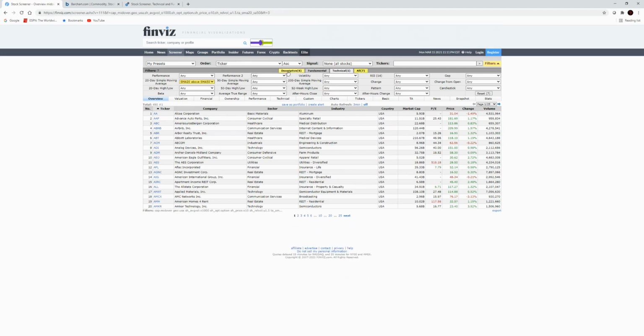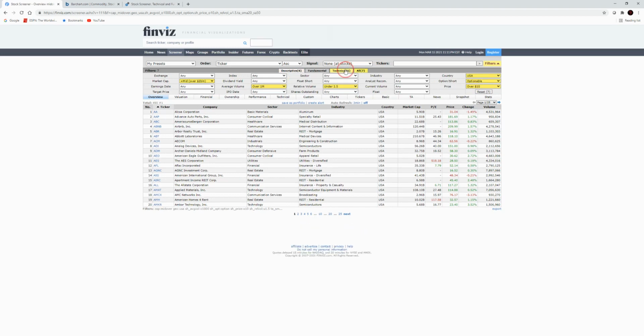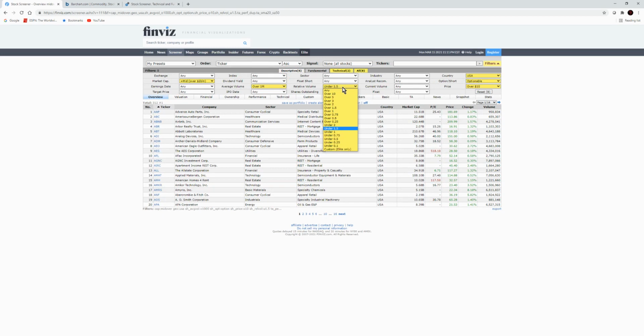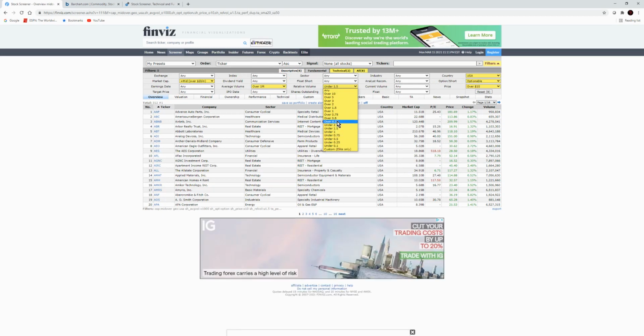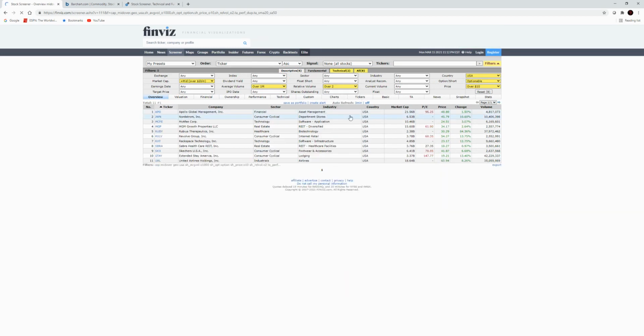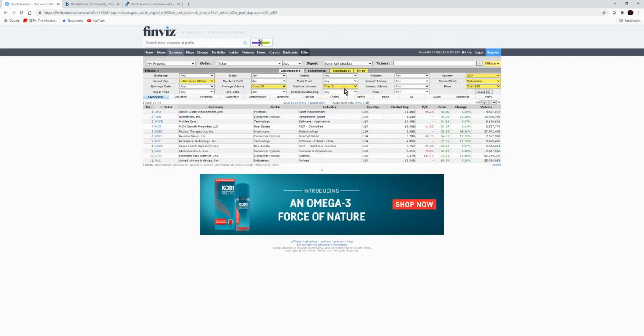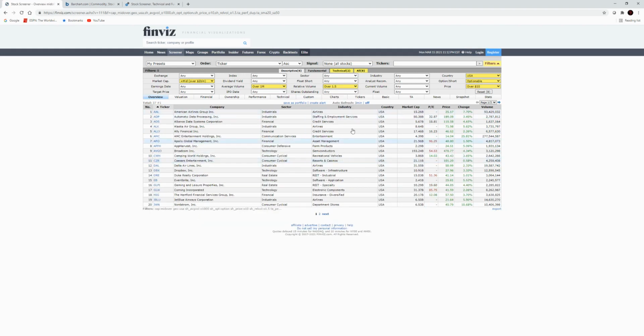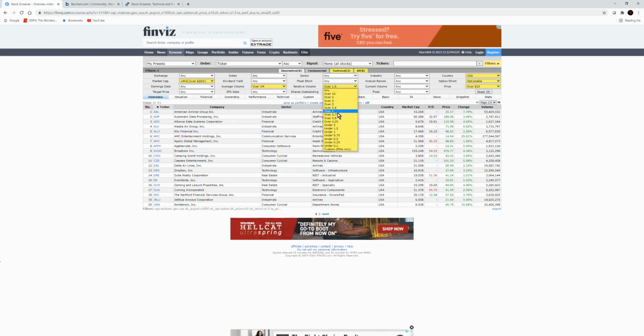We can go to descriptive. We want that to be up today. And maybe we want relative volume over 2. See now, there we go, over 1.5. I think I had it under before. So over 1.5, and now we got 2 pages of relevant data.